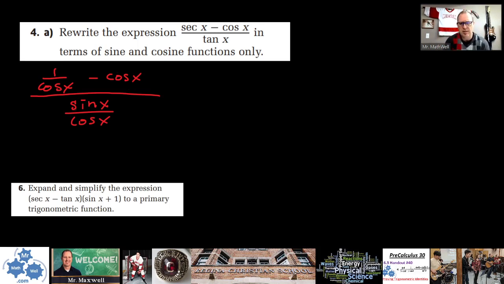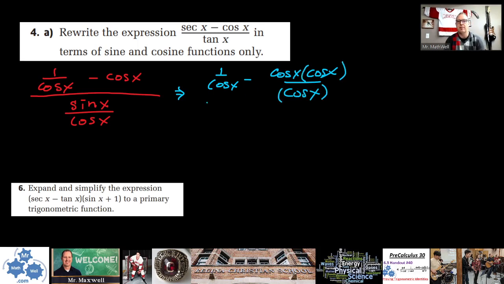I'm going to take this a step further, and if I asked you to simplify this top, you would have to get a common denominator. So I'm going to rewrite this over here now. This would be 1 over cos x minus cos x times cos x over cos x. You see, what I've done is I've multiplied the top and bottom by cos x so that I have a common denominator.